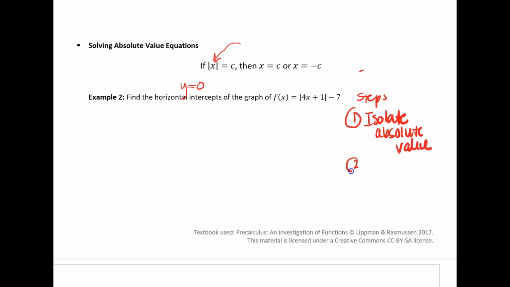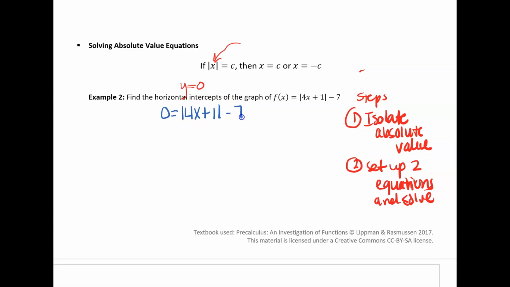After you isolate the absolute value, step 2, you want to set up two equations and solve. So let's look at this example and apply those steps. So we're going to set this equal to 0. So this is the absolute value of 4x plus 1 minus 7.